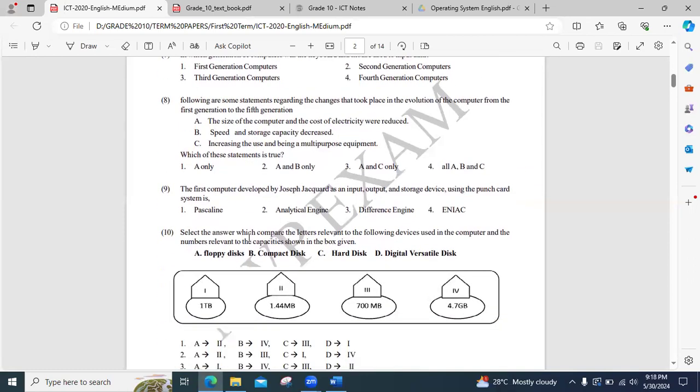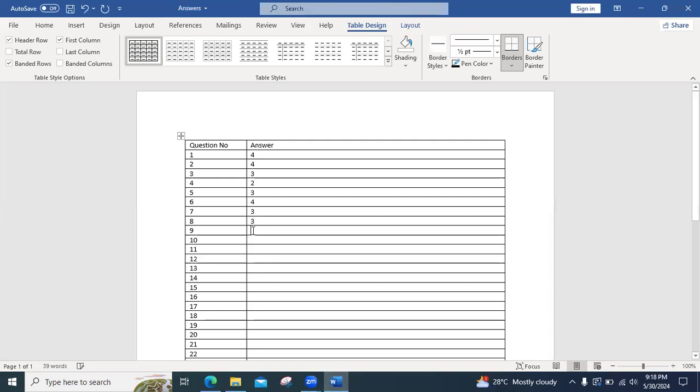So this ninth question, the first computer developed by Joseph Jacquard, with input, output and storage device using a punch card system. So that is the analytical engine. For the ninth question, answer is 2. So you can see that in the book.